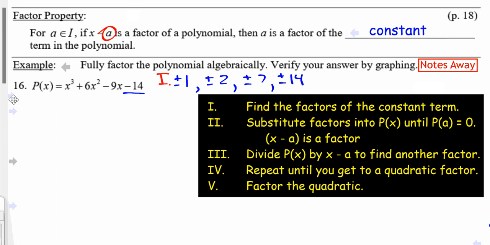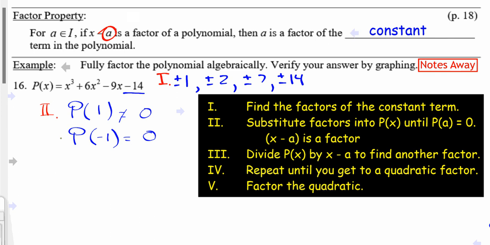I'll start pulling out some previous work here. So p of 1 is not equal to 0. I didn't show the details. I'm okay with you not showing me all the details because your calculator can do that efficiently for you. So I don't want you wasting time writing everything down if you don't need to. If you want to, go ahead, but you don't have to.